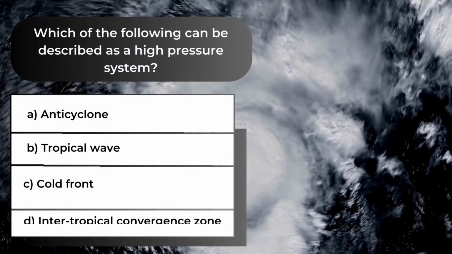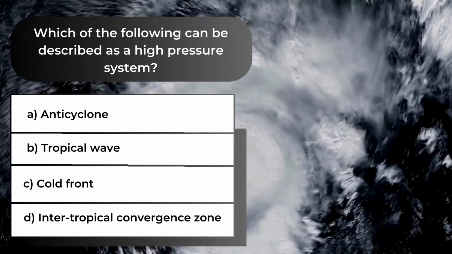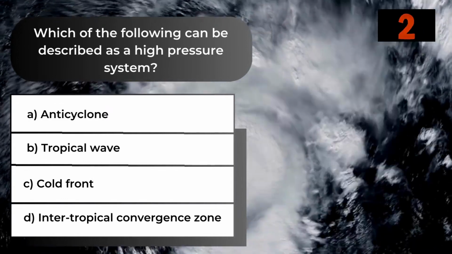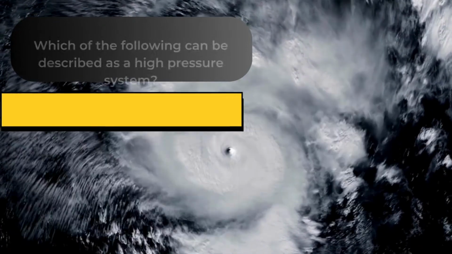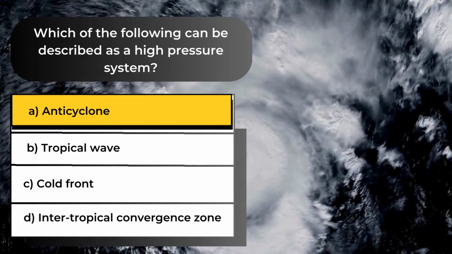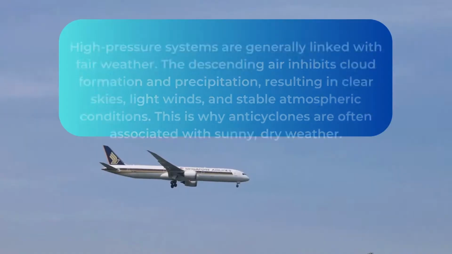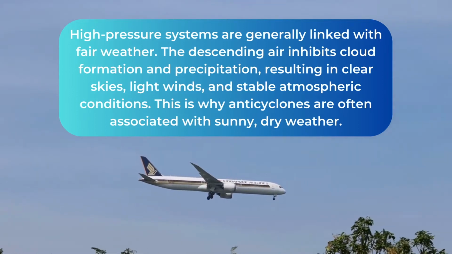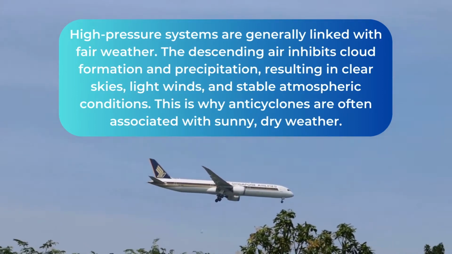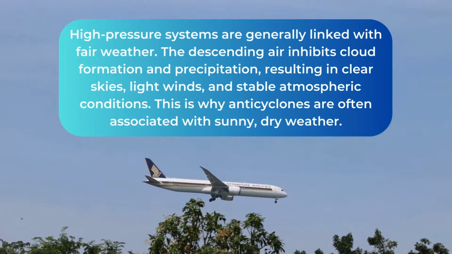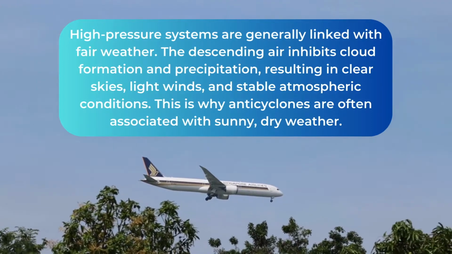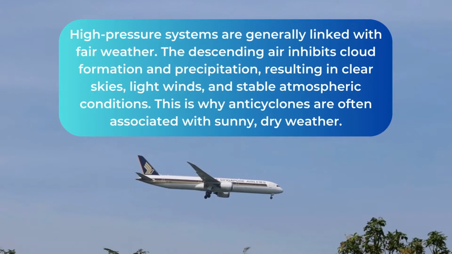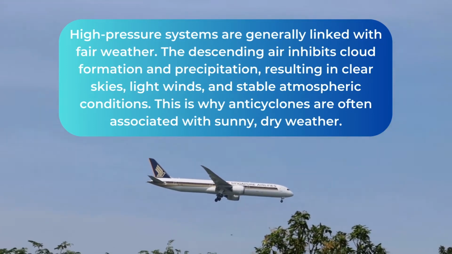Which of the following can be described as a high-pressure system? The answer is A. Anticyclone. High-pressure systems are generally linked with fair weather. The descending air inhibits cloud formation and precipitation, resulting in clear skies, light winds, and stable atmospheric conditions. This is why anticyclones are often associated with sunny, dry weather.